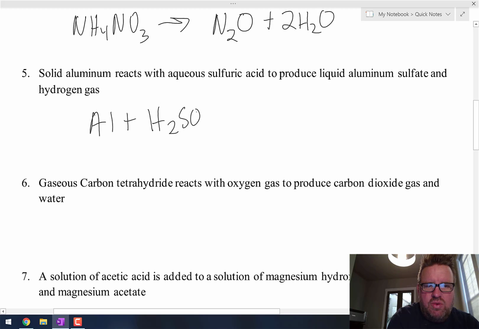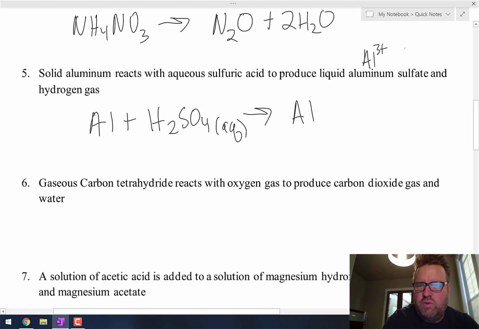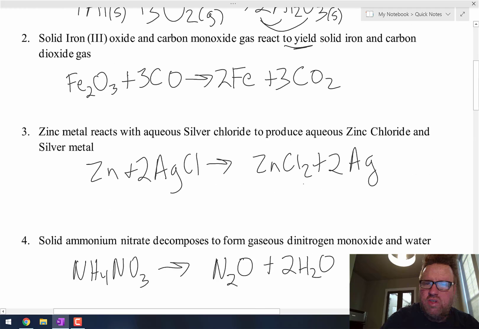Okay, number 5, solid aluminum is just Al with aqueous sulfuric acid. That's H2SO4. And I think that's the first one we saw that. Remember, when it's aqueous, that just means it's dissolved in water. You will see that AQ afterwards as well. To produce some liquid aluminum sulfate. So aluminum, again, just a refresher here, aluminum's +3. Sulfate is -2. So that's going to be Al2(SO4)3, and hydrogen gas.